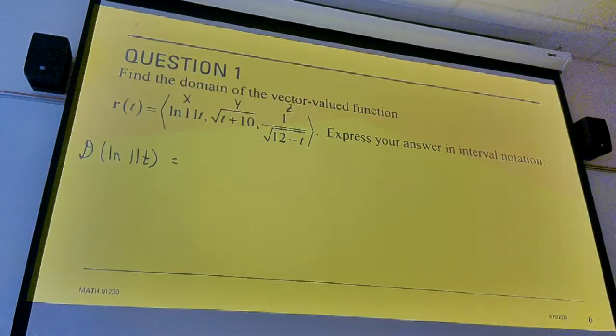T is greater than or equal to 0. That's not interval, that's inequality. Oh, like bracket 0, comma, infinity. Open bracket, yeah.